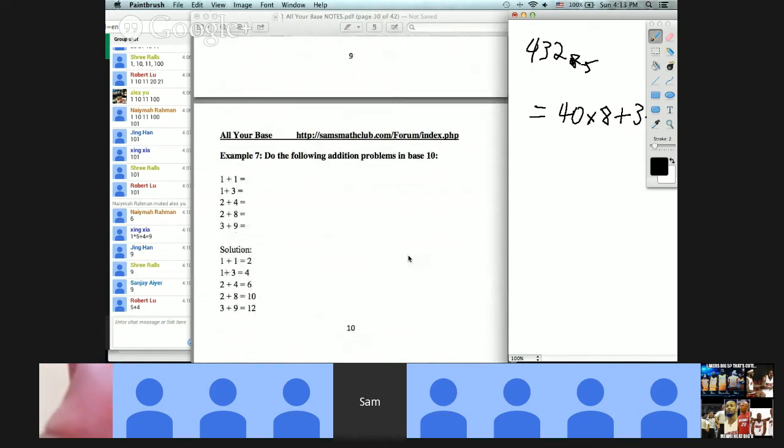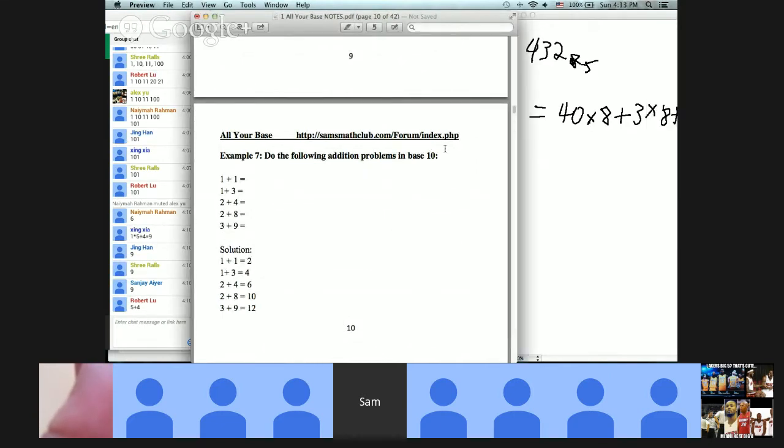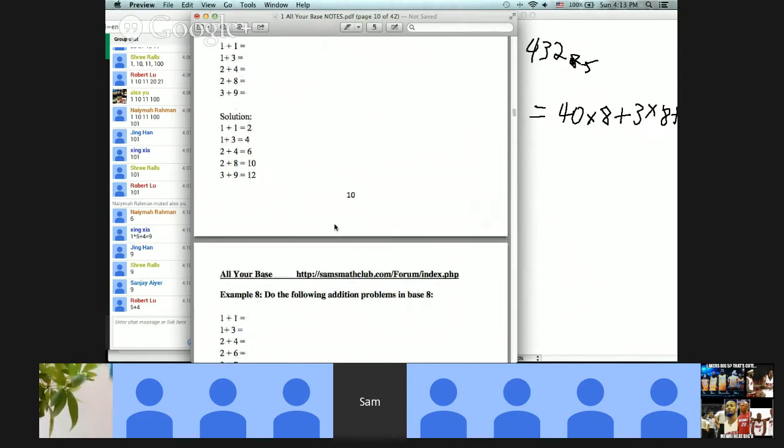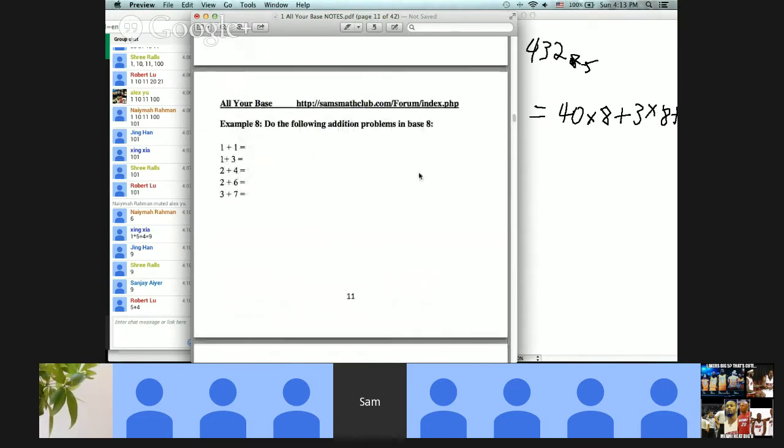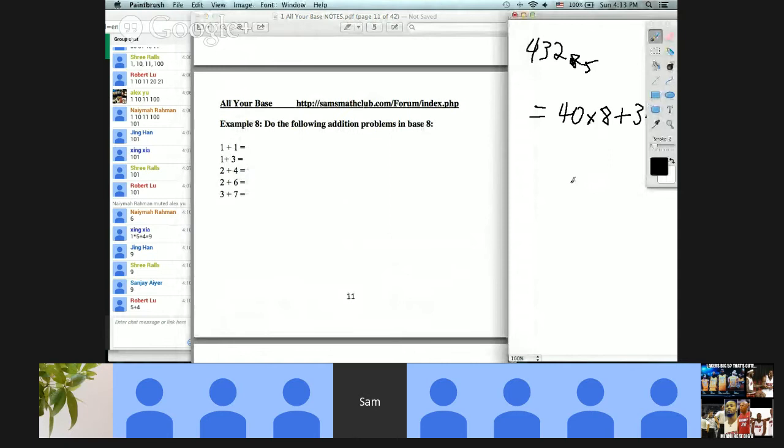So addition is very simple in base 10. Basically, base 10 is the numbers that we're familiar with. So like 2 plus 4 is 6, 2 plus 8 is 10, etc. Okay. So see if you can do the following addition problems in base 8.